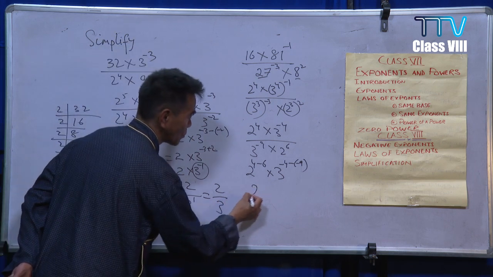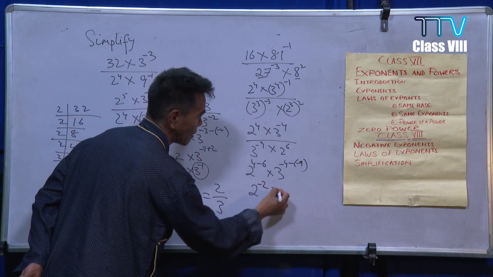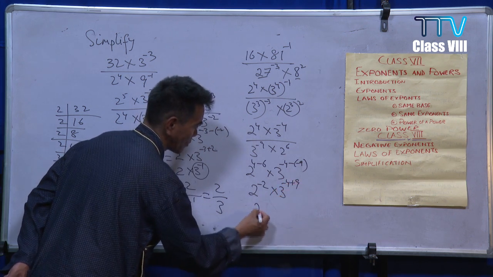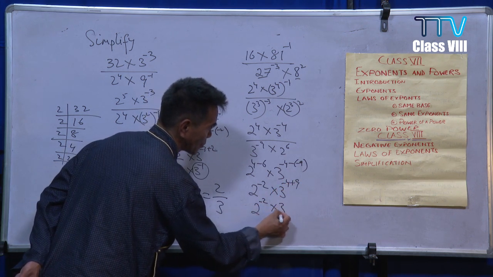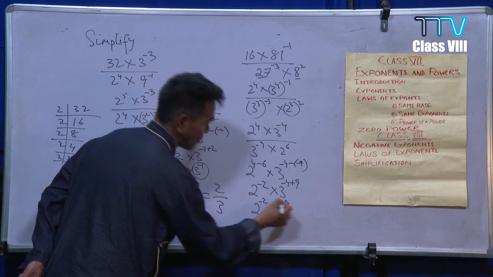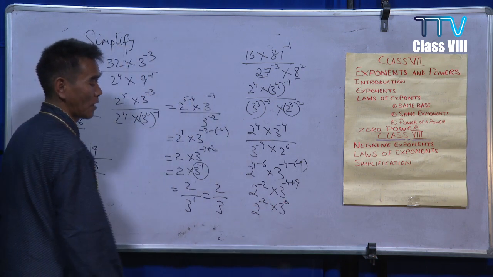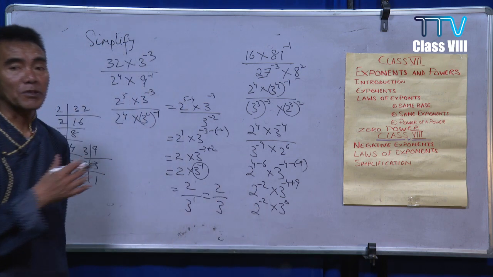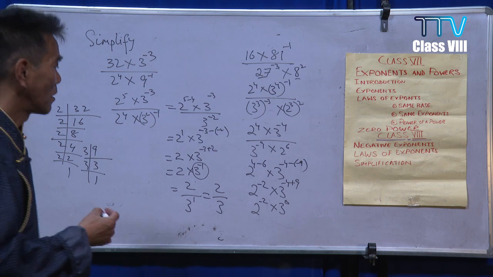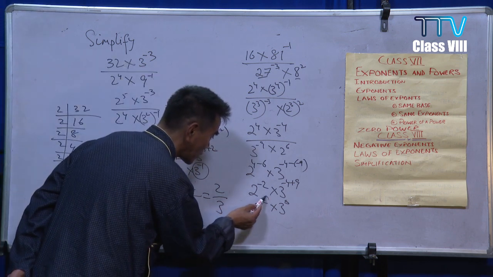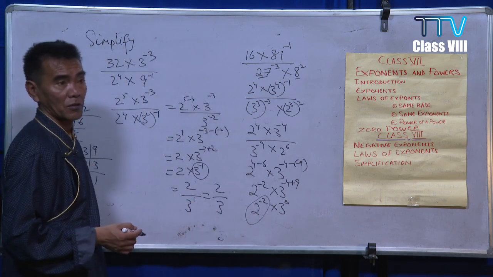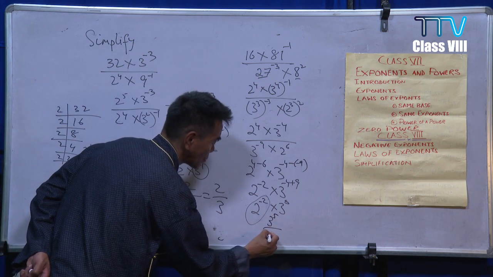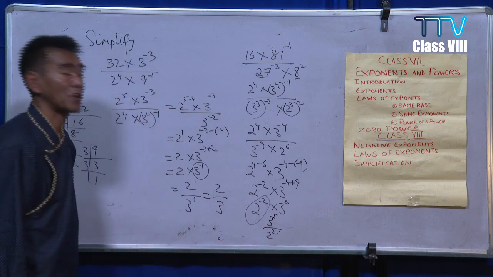2 raised to power negative 2 multiplied by 3 raised to power negative 4 plus 9. So 2 raised to power negative 2 multiplied by 3 raised to power 5. Okay, the negative power goes to the positive side, so 3 raised to power 5 over 2 raised to power 2.